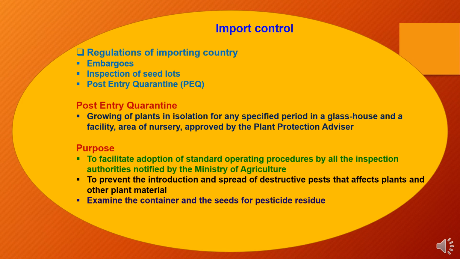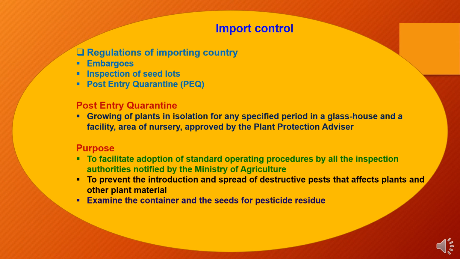Now here to focus on the importance of plant quarantine in import and export. The regulations of the importing country are very important. The first one is embargoes, which refers to the official ban on trade or other commercial activity with a particular country. There should be inspection of seed lots and post-entry quarantine. As post-entry quarantine, there should be growing of plants in isolation for a specified period in a glass house and a nursery facility area approved by the plant protection advisor.